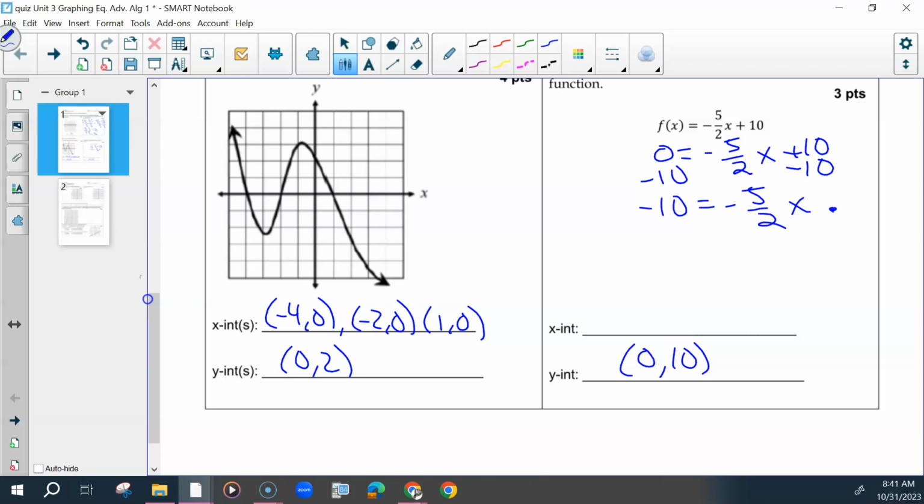Some of you divided here, and I didn't take off, but you should be getting in the habit of flipping this and multiplying. Some of you, when you multiplied, got a negative still, but you should have gotten a positive because this would have been positive 20 over 5, which is 4. So your 3 points for that one, did you show the work correctly? And did you get your 2 intercepts correct? Questions on that process?